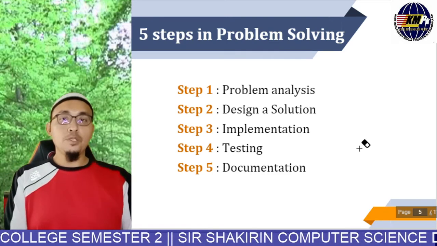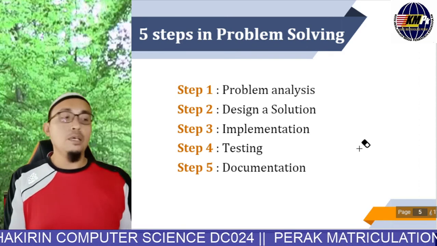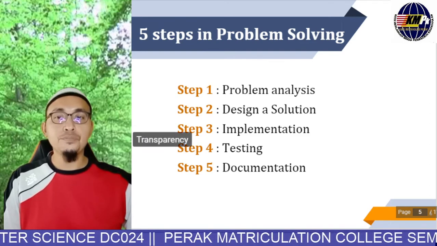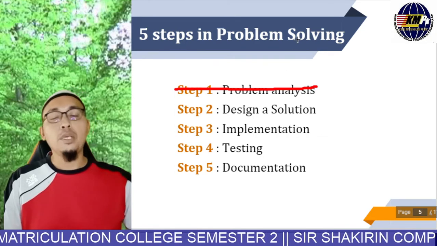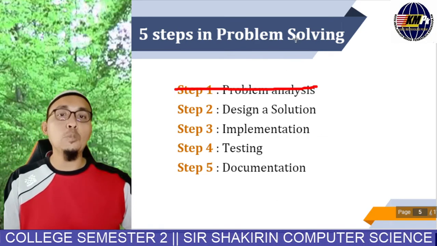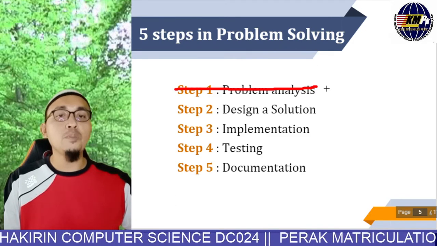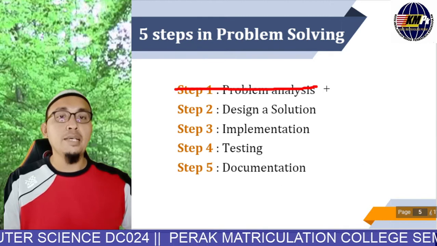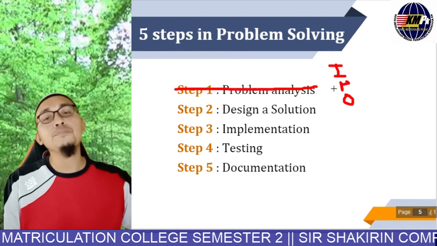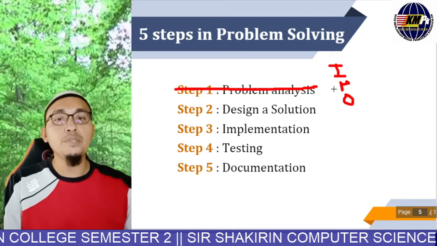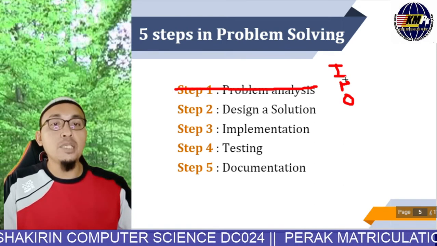Okay, we continue our lecture for this video series. We have finished step 1 in the 5 steps in problem solving. We ended it with looping problem types in the problem analysis. And we know that in the problem analysis, we have to identify I, P, and O. That is the keyword for the first step in problem solving. The problem analysis is to identify input, process, and output.